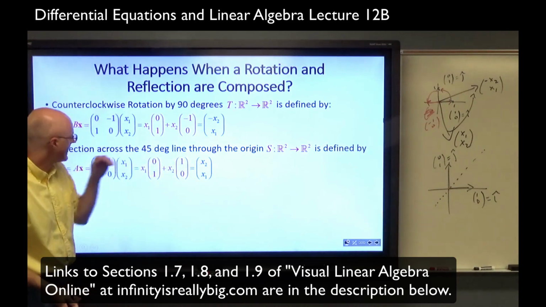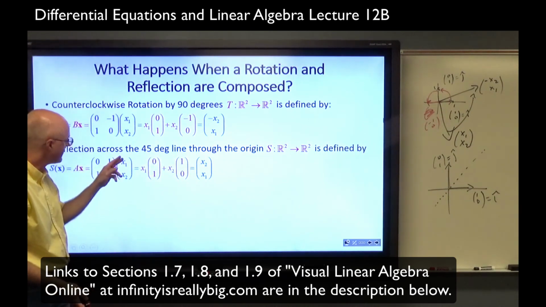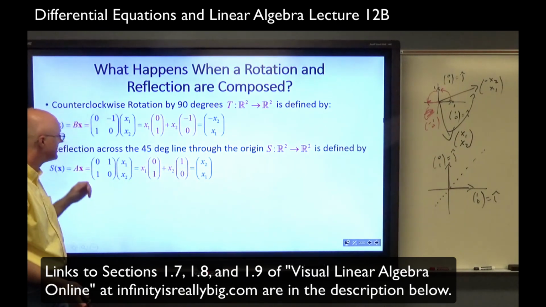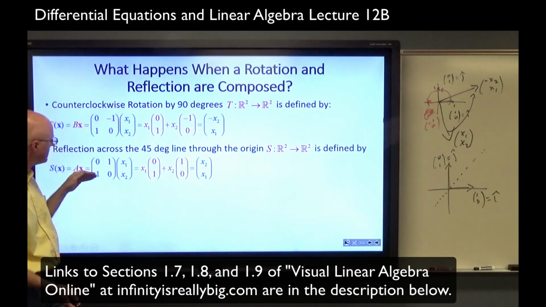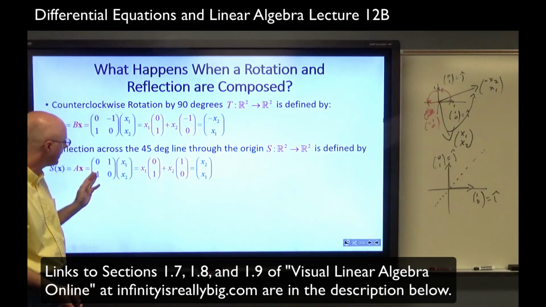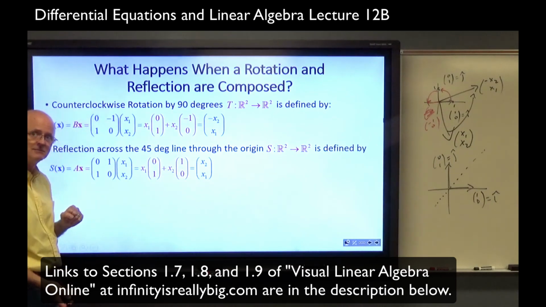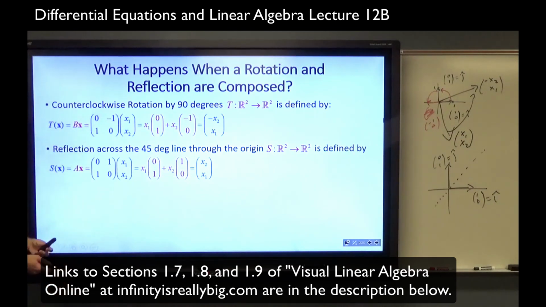You could also think in terms of dot products. The first entry of the answer should be 0, 1 dotted with x1, x2. 0 times this plus 1 times this is going to give you x2. The second component of the answer is going to be 1, 0 dotted with x1, x2. 1 times x1 plus 0 times x2 is x1. You can think of it in terms of dot products.